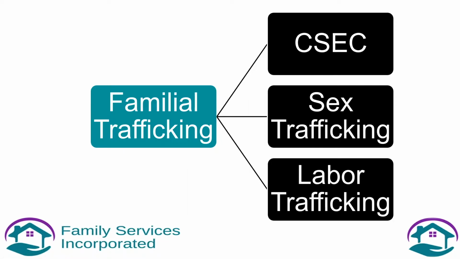And then we also talked about familial trafficking. Like we just looked at, familial trafficking does include the commercial sexual exploitation of children. Remember, all familial trafficking is either sex trafficking or labor trafficking, where the pimp or the trafficker, the person who is taking advantage of the other human being, is related to the victim. It's mom, it's dad, it's aunt, it's uncle, it's stepmom, it's stepdad, it's brother, it's sister, it's grandma, it's grandpa. That is the person who is the trafficker.